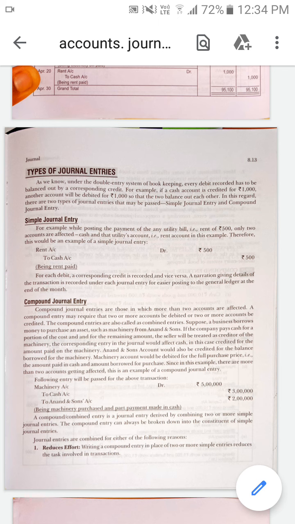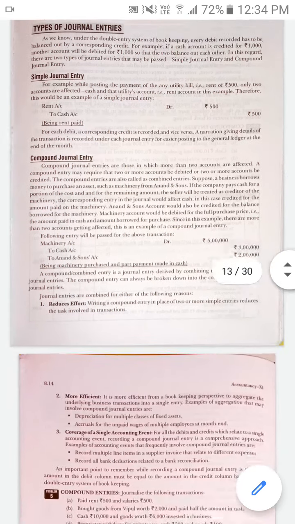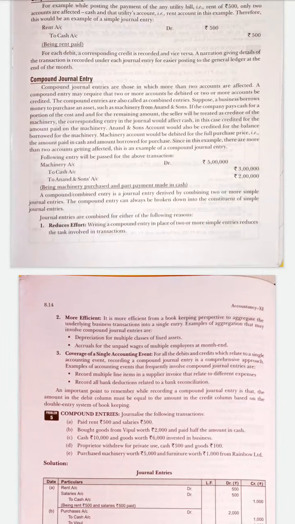Okay. So we have to know for what purpose this is used. It is very helpful to reduce effort. In place of two or more simple entries, it will reduce the task involved in the transactions and is more efficient. So it is more efficient for bookkeeping, to record the business transaction in a single entry. It's very easy to write the journal entry. And it covers a single accounting event, with all debits and credits which relate to a single accounting event, recorded in a compound journal entry.